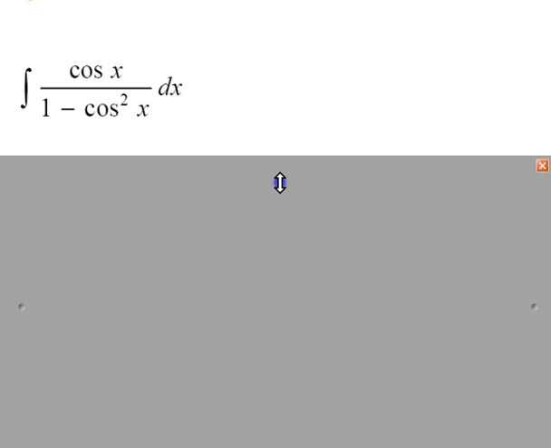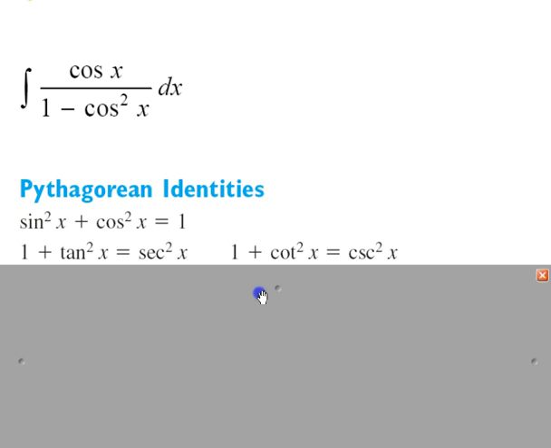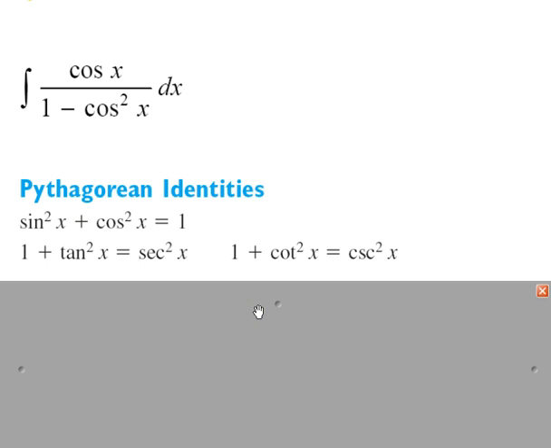So again, when I have something with a squared in it, I start automatically thinking about a Pythagorean identity. So in this case, I have 3 Pythagorean identities, and that denominator doesn't look identical to any of those. However, this first one, sine squared plus cosine squared equals 1, can be manipulated, and I can move the cosine squared to the other side, and I'll get 1 minus cosine squared is equal to sine squared. So let's see what that gets me.